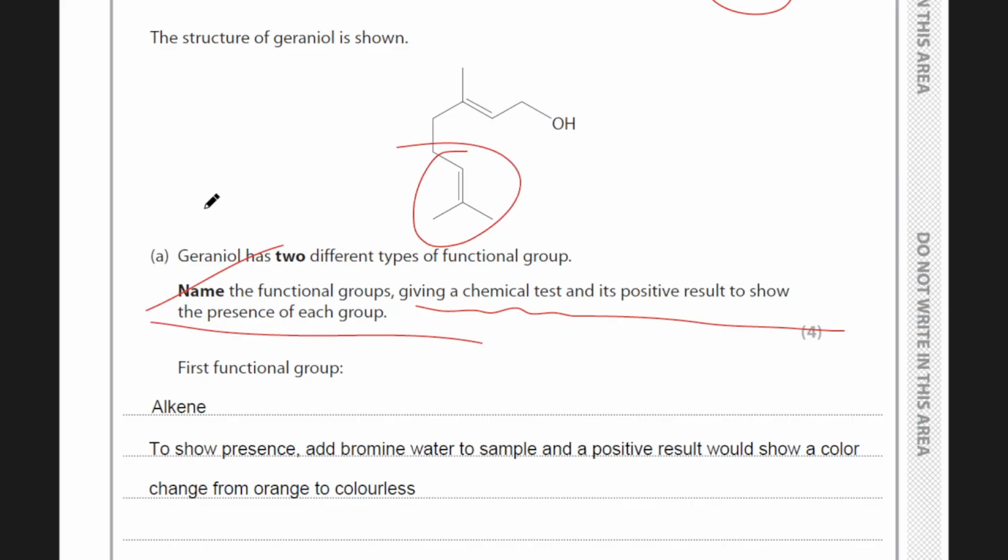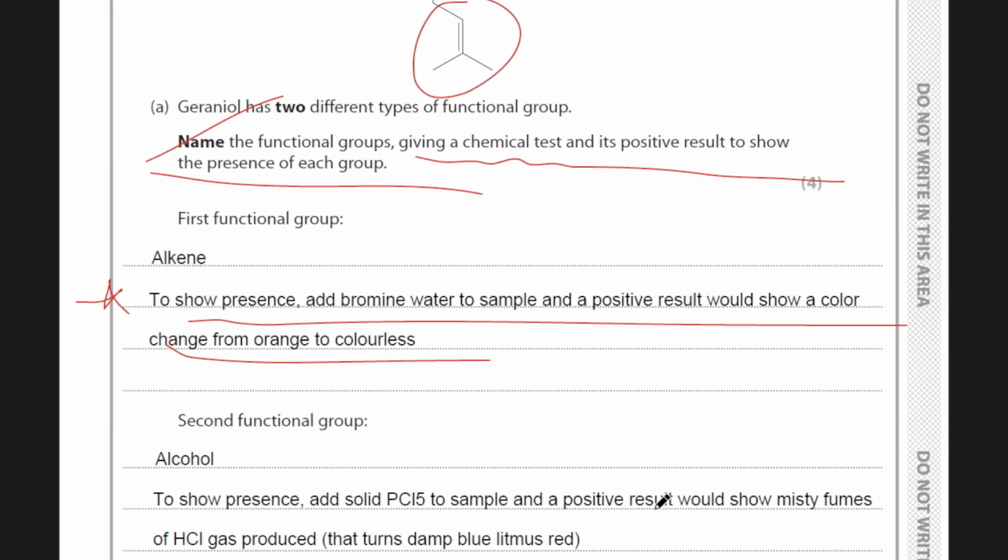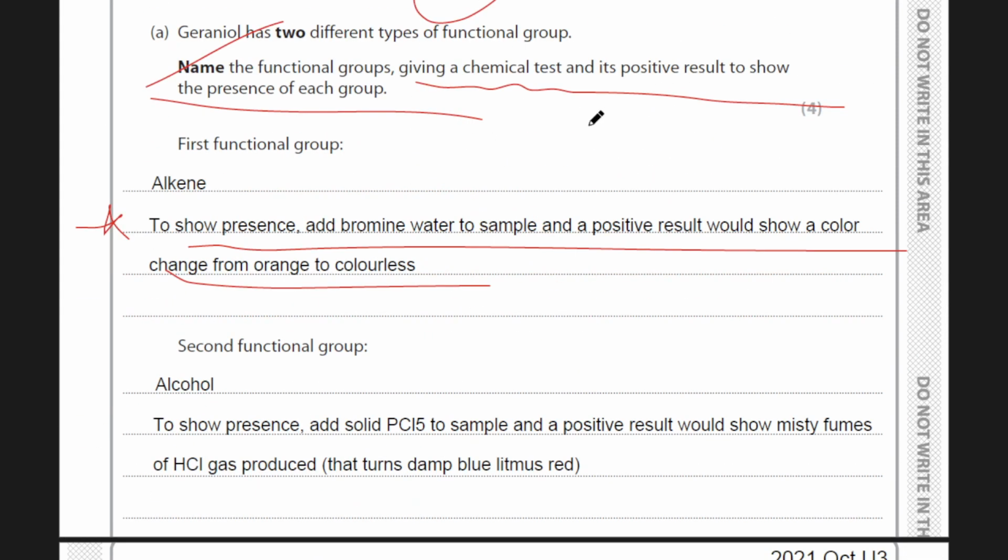Obviously, the first functional group is alkene, and you just do the test of unsaturation. You add bromine water, and you'll see a color change. Basically, it becomes colorless from orange. Again, we see an alcohol group: add PCl5, the usual PCl5, and misty fumes will be seen. How do you identify the presence of HCl gas? You can bring a damp blue litmus paper, which is going to turn red because HCl gas is acidic in nature.